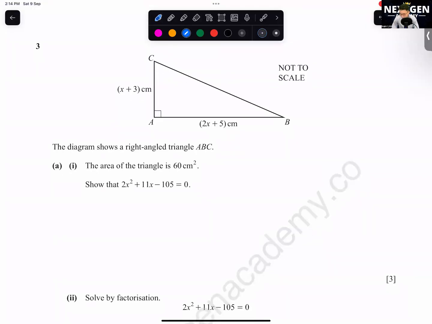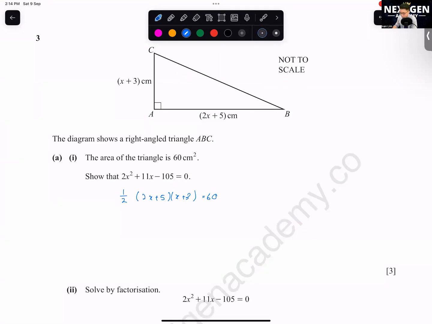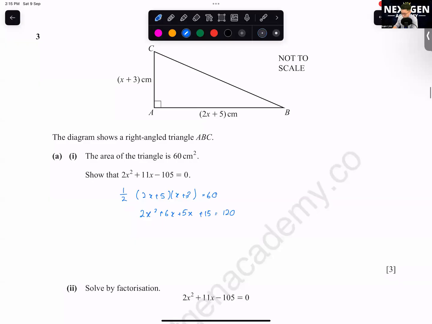Show that 2x squared plus 11x minus 105 equals 0. So we have to put in an equation: half times base times height equals 60. Open up this bracket, then you simplify it. I'm going to open up the bracket here: 2x squared plus 6x plus 5x plus 15. You multiply the two, 120. Bring it all to the left-hand side: 2x squared plus 11x minus 105 equals 0.